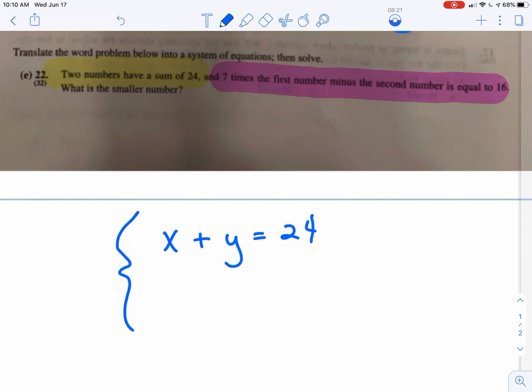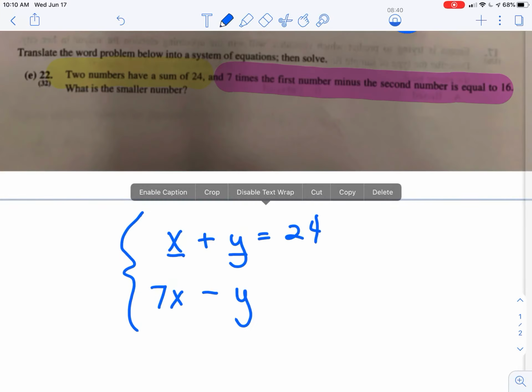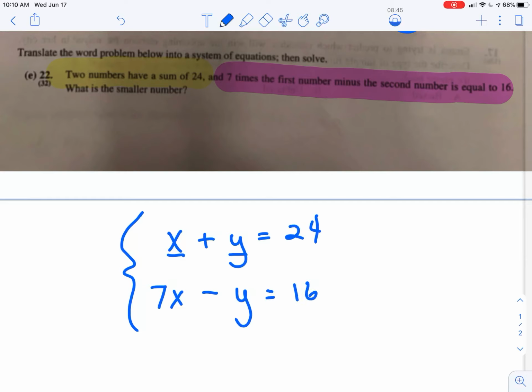The second equation says 7 times the first number. Well, our first number was x. So 7 times the first number would simply mean 7 multiplied with x, minus the second number, which up here was y, is equal to 16. And there's our system of equations.